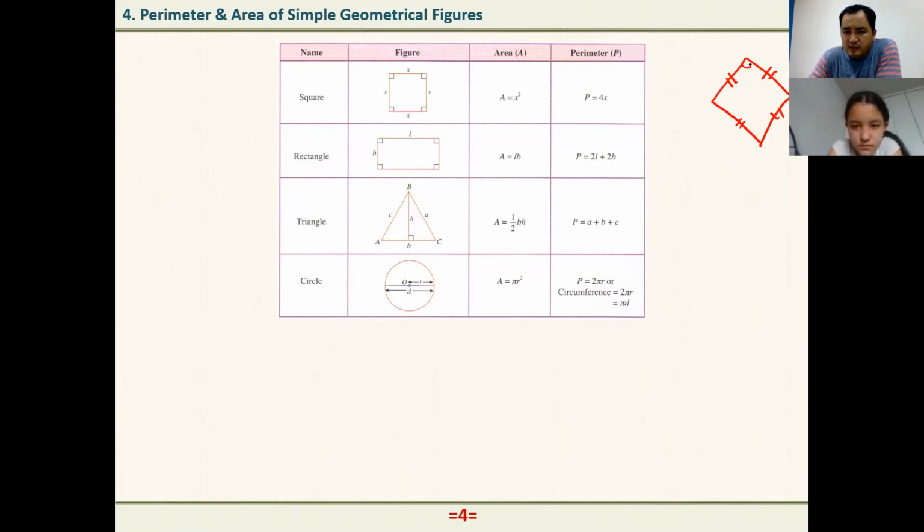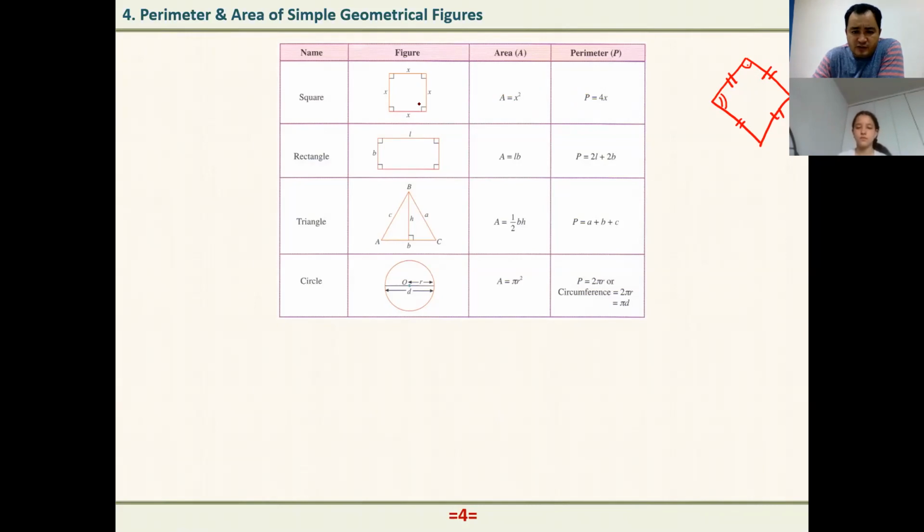Because these interior angles are not equal. This angle and this angle, they are different. Okay? For a square, all angles must be equal. Is a square a rhombus? Yes, it's also a rhombus, but a rhombus is not a square. Okay, it may not be a square. And how about the area?